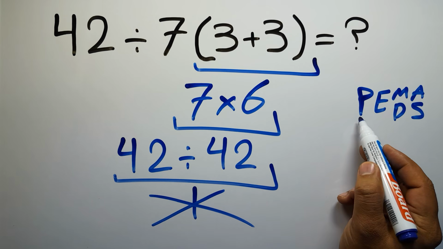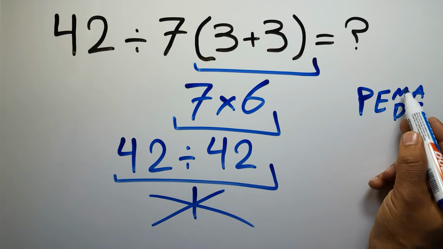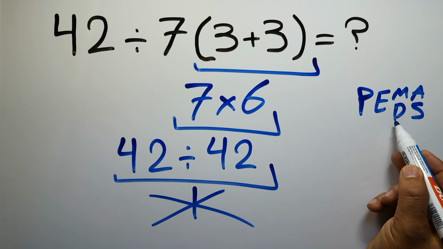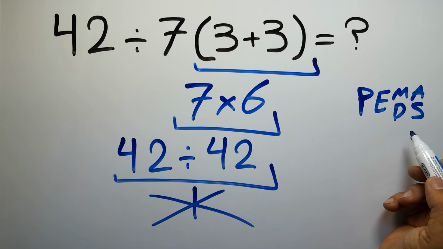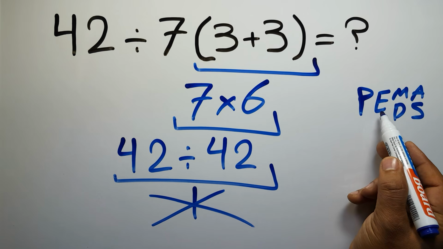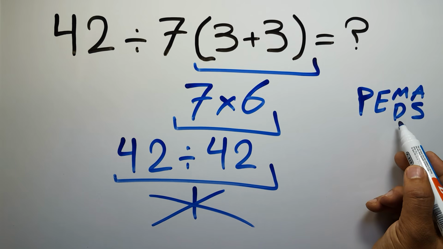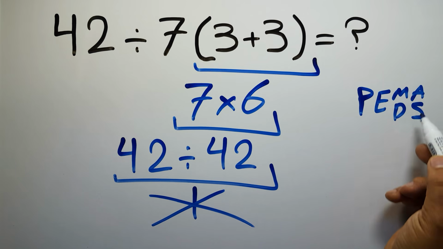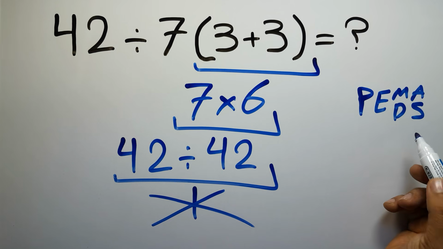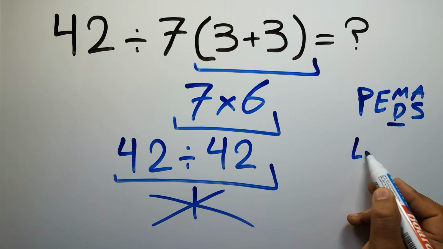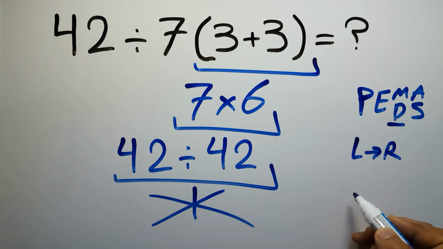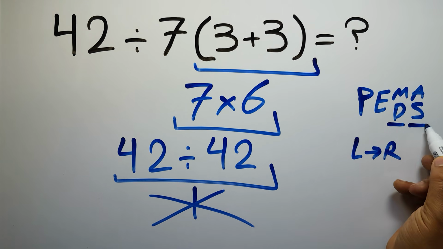P stands for parentheses, E stands for exponents, M and D stand for multiplication and division, and A and S stand for addition and subtraction. First we have to do parentheses, then exponents, then multiplication or division, and finally addition or subtraction. Remember that multiplication and division have equal priority and we have to work from left to right. And the same applies to addition and subtraction.